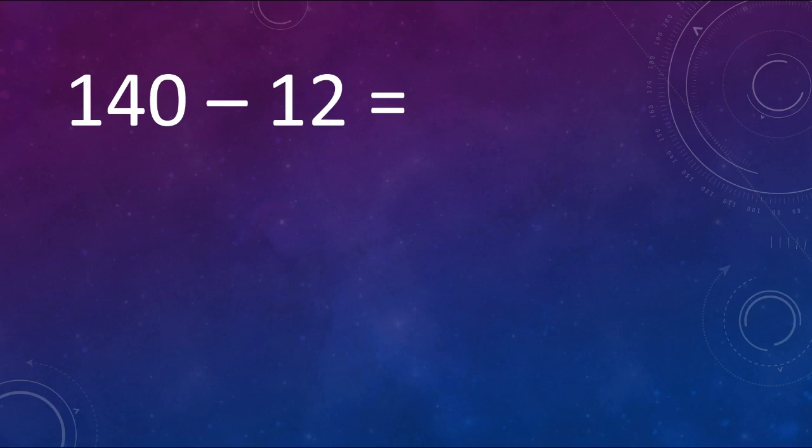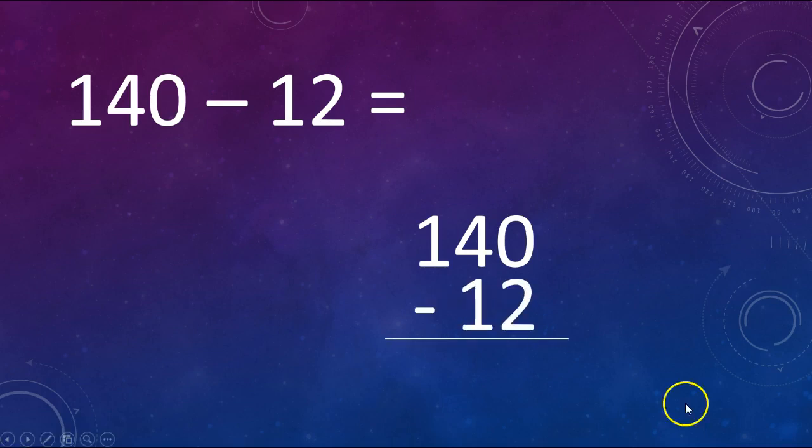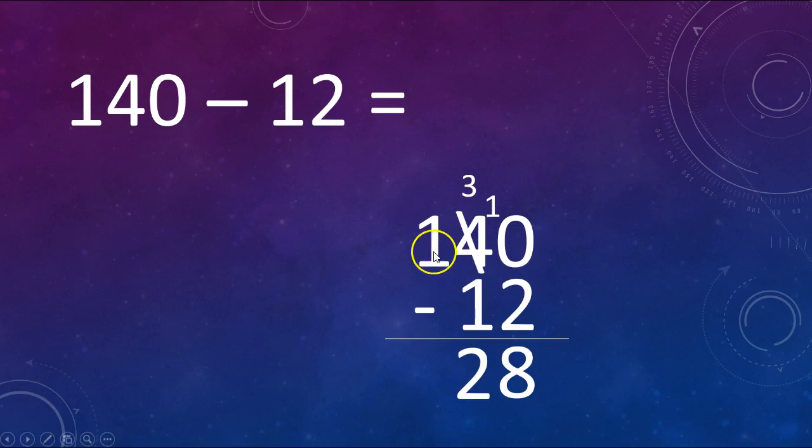Here's another one. Let's set it up vertically. So we've got the 140 on top, minus 12. And I have my 1s lined up, I have my 10s lined up, and my 100s are lined up. Do we need to take any 10s from this number to add over here? Yes, we do. We cannot take 2 away from 0. So the 4 is going to give us a 10 to make the 0 a 10. And the 4 is going to turn into a 3. So 10 minus 2 is what? 8. And 3 minus 1 is 2. And we just bring down the 1. And our answer is 128.